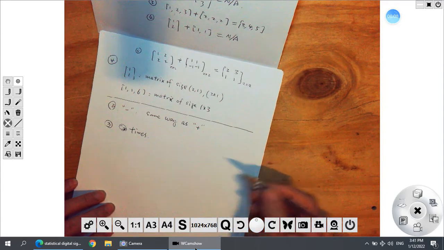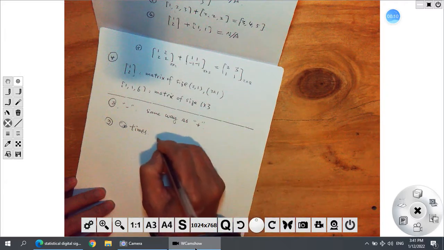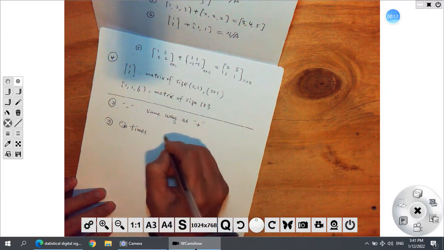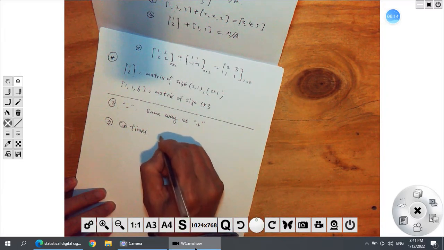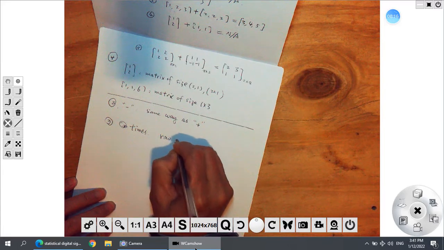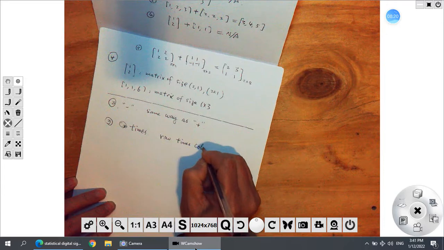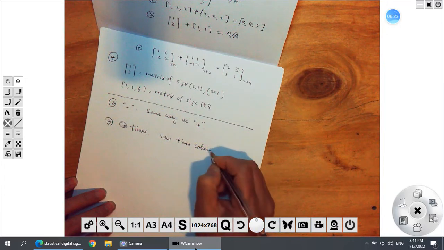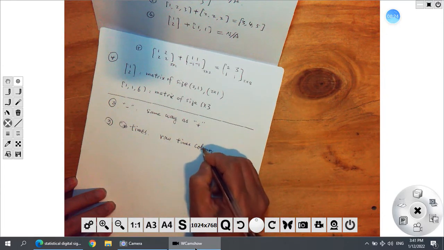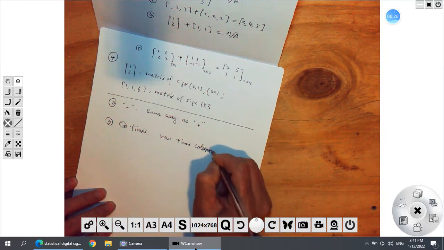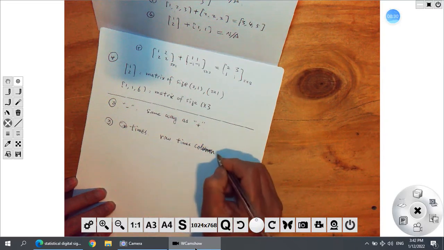For matrices, we want it like this: row times column. Row times column, element by element.